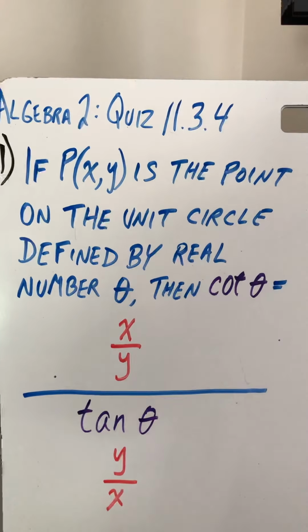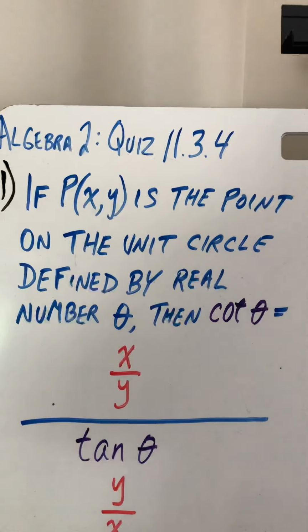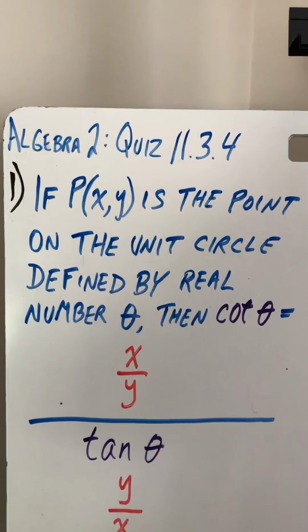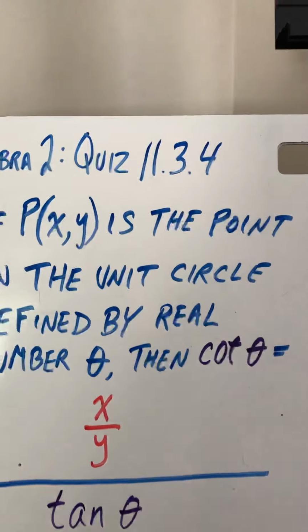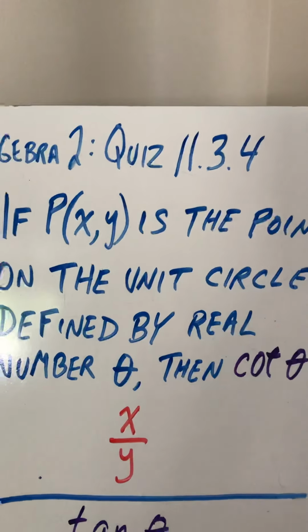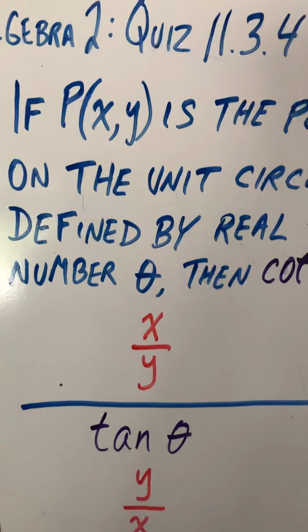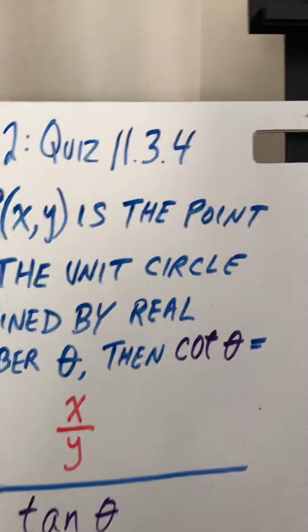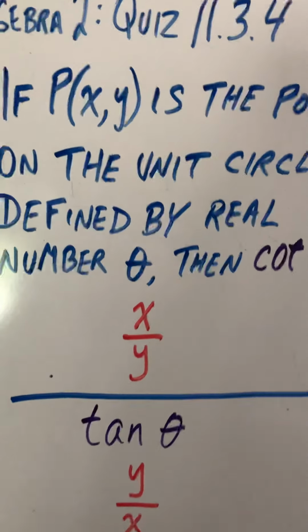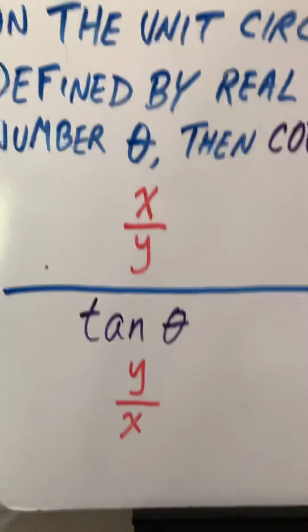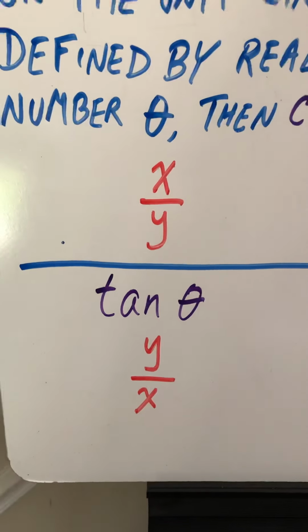If P of xy is the point on the unit circle defined by real number theta, then cotangent theta is going to equal x over y. Okay? Now, if the question says instead of cotangent theta, if yours says tangent theta, then it's y over x. Okay?